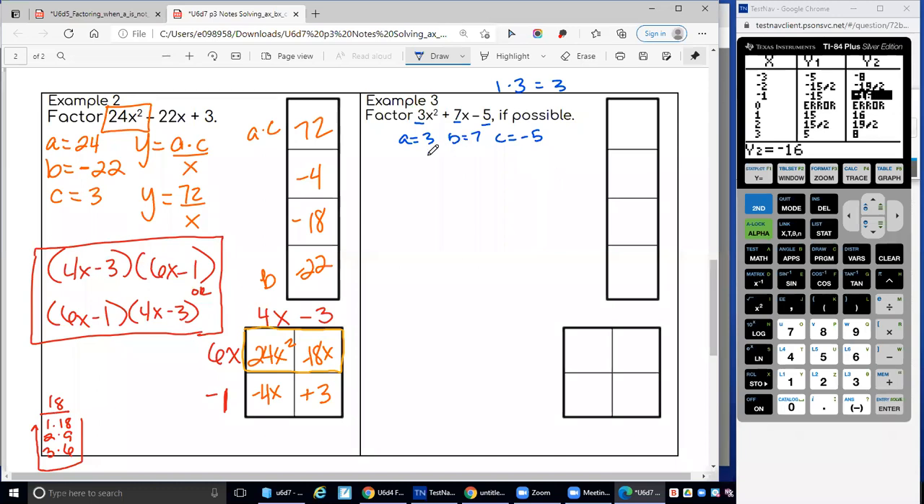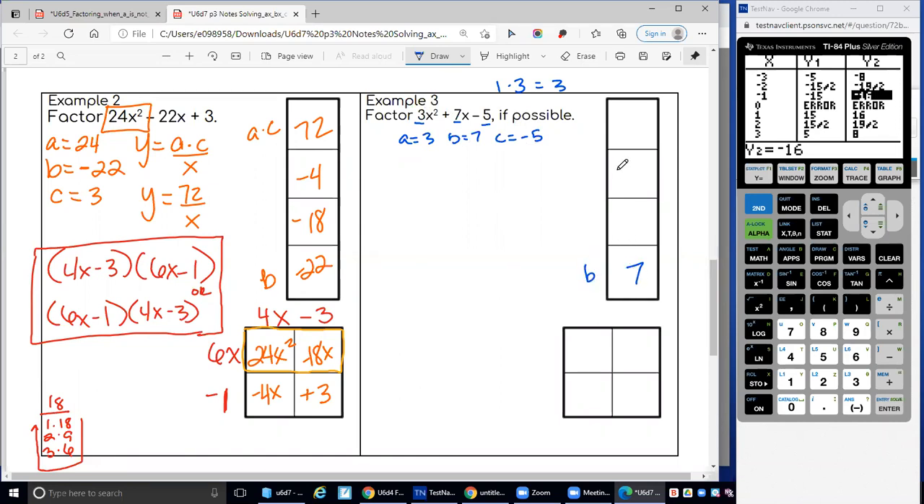All right, so let's see. If I have A equal to 3, B equal to 7, and it's really important that we include the sign with it, C equal to -5. Anaya, can you share with me what number is going to go on the bottom here? 7, yes. B for the bottom.